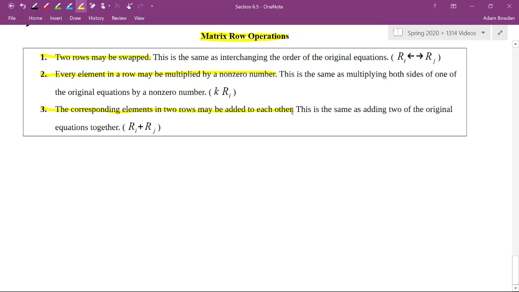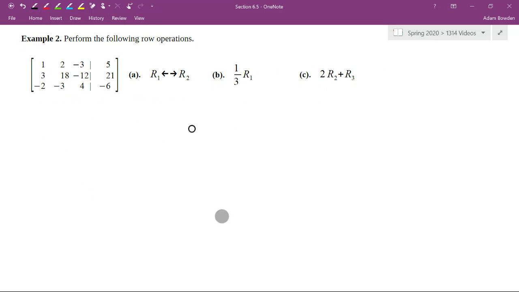And so we have these ways of indicating what we're doing: swapping rows with double arrows means we're swapping those 2 rows, multiplying a row by a number, or adding 2 rows together. So here's an example we're going to do some row operations on, which is going to lead us into the way we're going to be able to solve systems by using matrices.